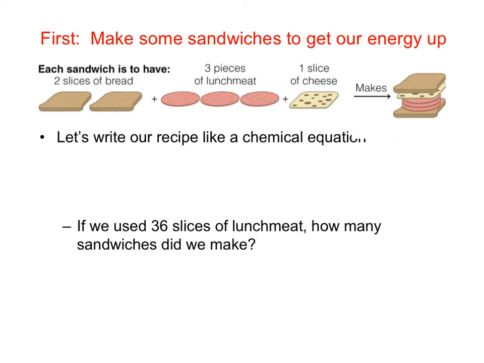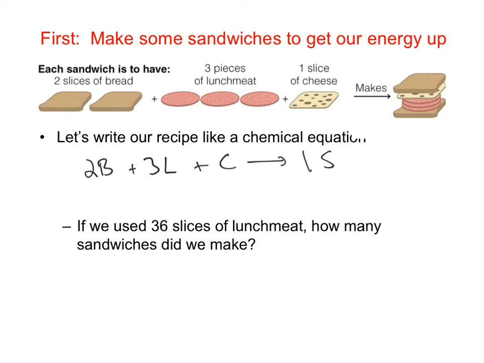Right, I want to do something a little bit different. We take our same recipe, but I want to write this kind of like a chemical equation. So instead of showing these pictures, I'm going to say, all right, if I take 2 slices of bread, I'll use B for bread, plus 3 pieces of lunch meat, plus 1 slice of cheese, that's going to give me 1 sandwich.